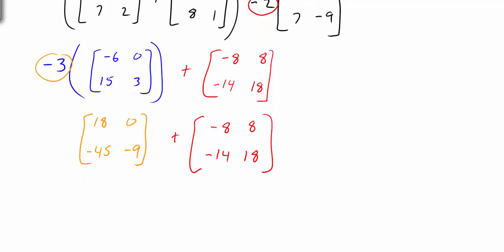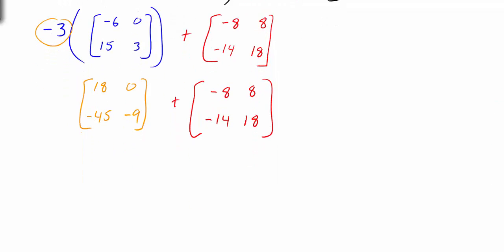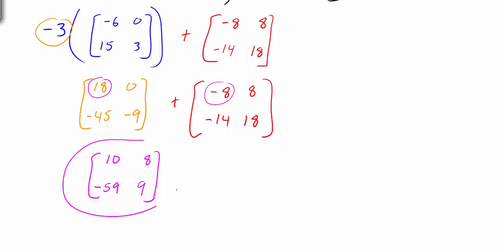And again, you're just going to add your corresponding entries. So again, you're going to add 18 and -8. So that would be 10. And then 0 and 8 is 8. -45 plus a -14 would be a -59. And a -9 plus 18 is a +9. So here is our answer. So we're still going to keep the same basic rules of order of operations when we have our parentheses.